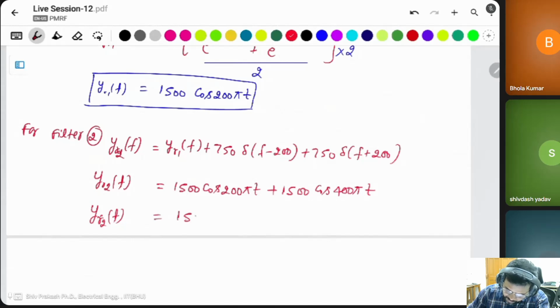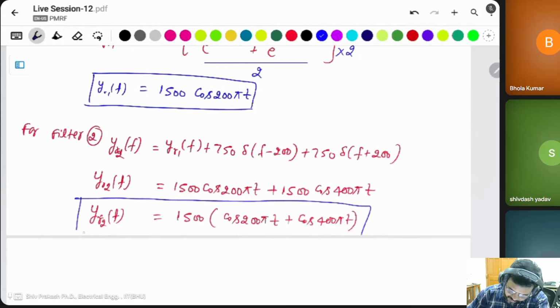Then common 1500, then this will be a cos 200 pi t plus cos 400 pi t. This is the answer of this filter.